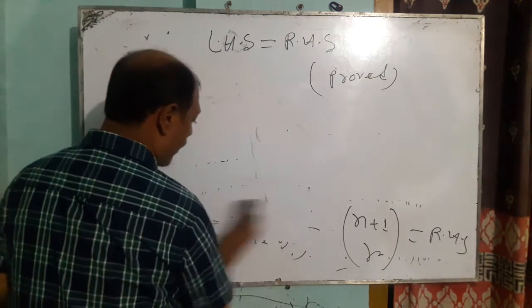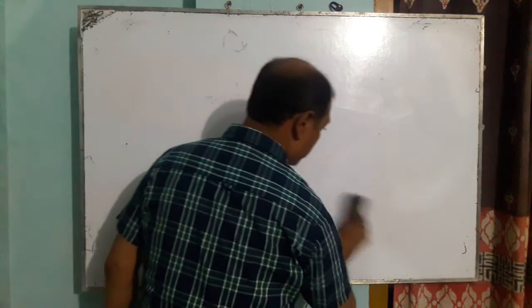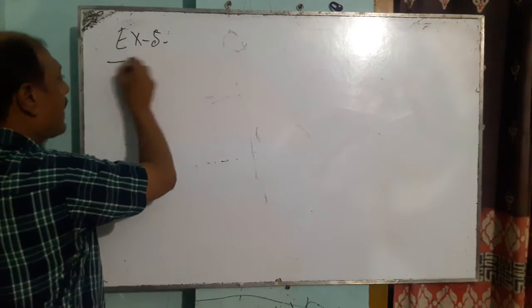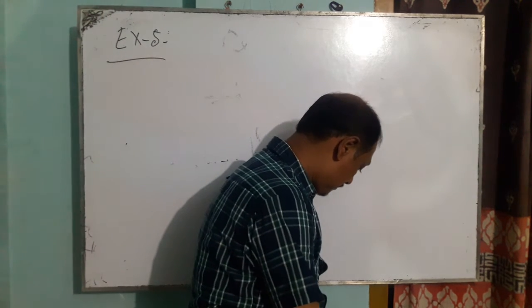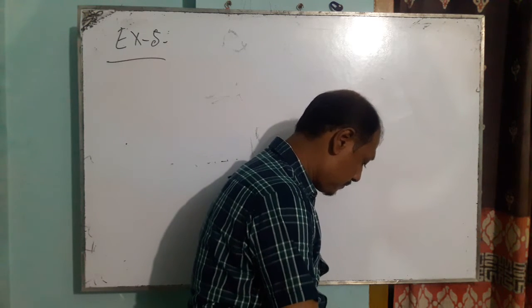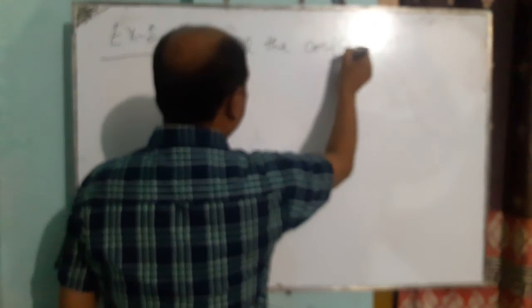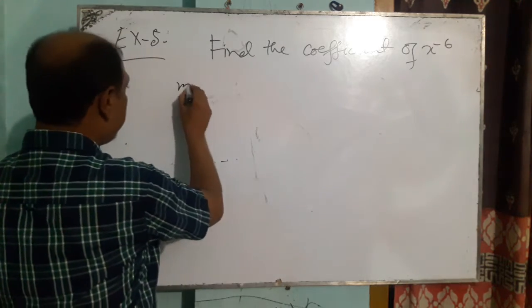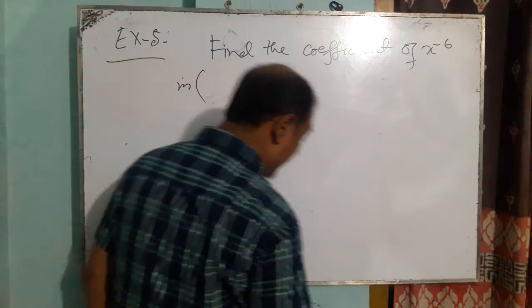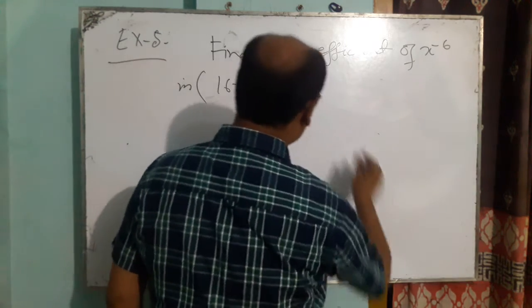Now I will solve example 5. Find the coefficient of x to the power minus 6 in (16x square minus 1 by 2x) to the power 12.